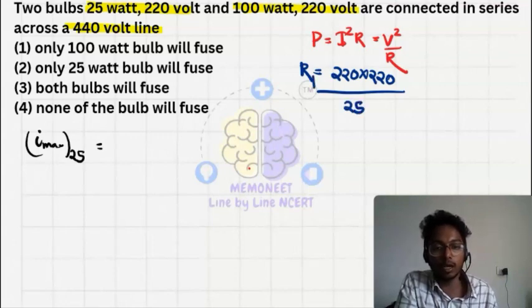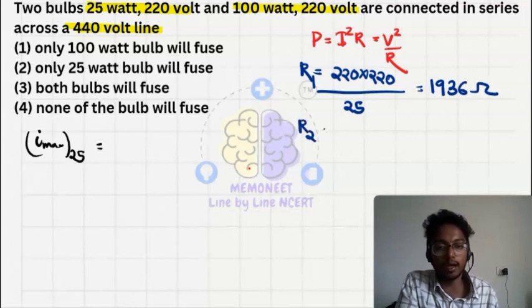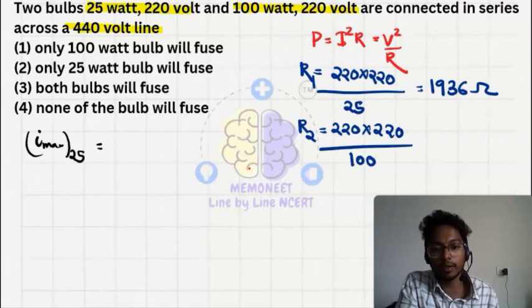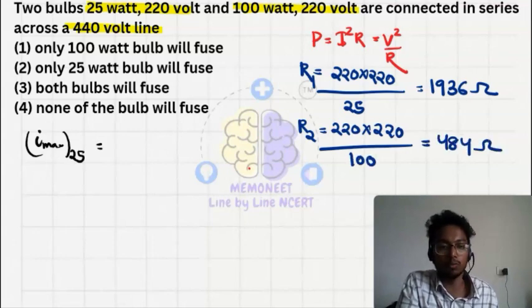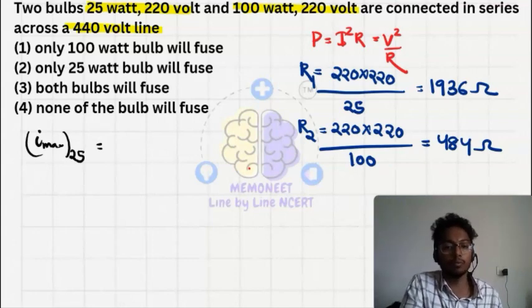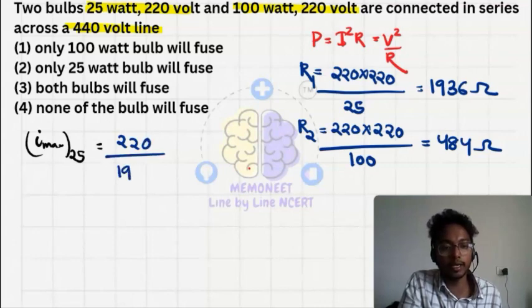This is R1, which will be nearly 1936 ohm, and R2 is equal to 220 into 220 upon 100, which will be equal to 484 ohm. So we know that I is equal to V by R. So the current across the 25 watt bulb is 220 upon 1936, which will be equal to 0.11 ampere.